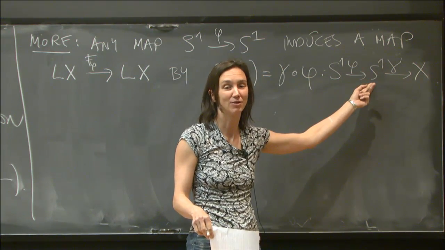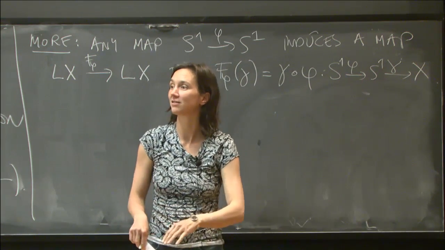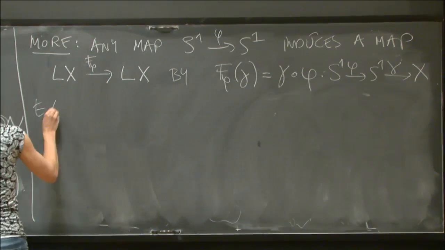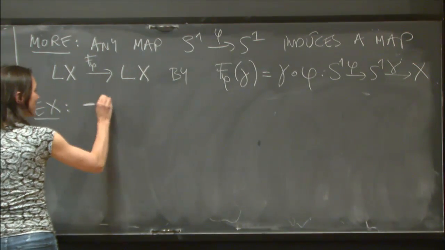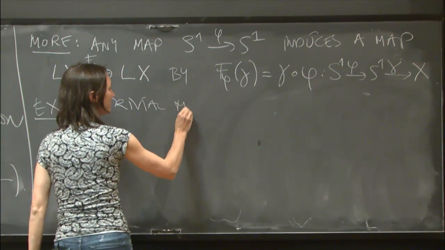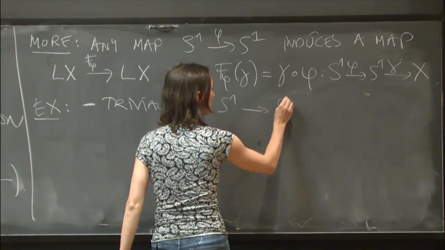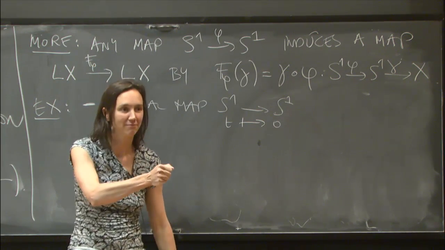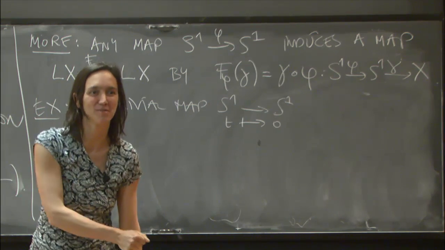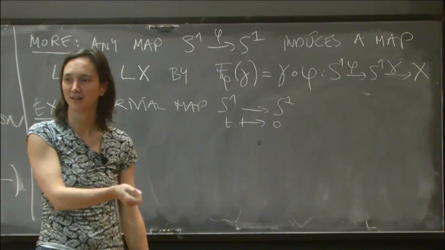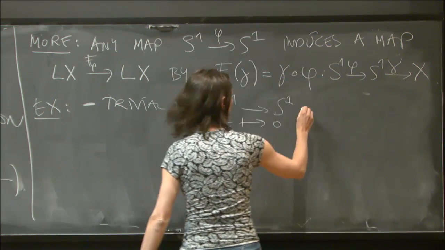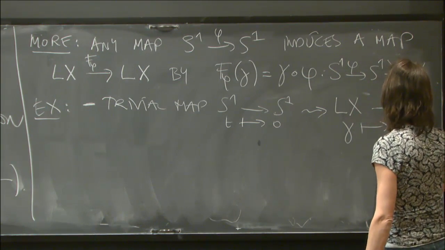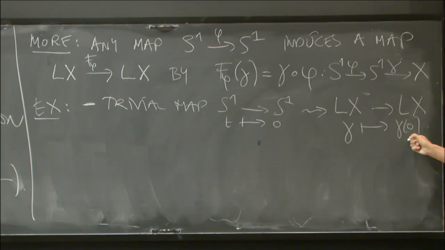What happens if I do that? Yes, that was my next question. Very good. So maybe it's good to have the trivial map, because what happens if I do it? S1 to S1 that takes t to zero. What does it do? It doesn't collapse the loop, but it just remembers only the base point. This is the map from LX to LX that takes gamma to gamma of zero, a constant loop at the base point.